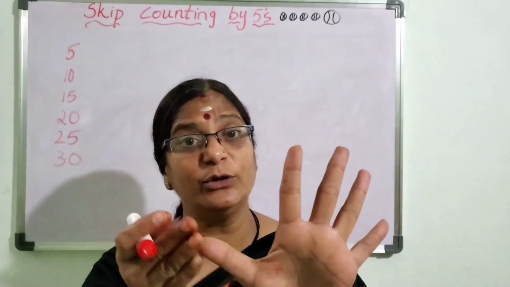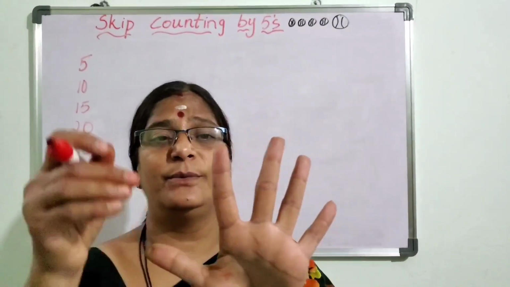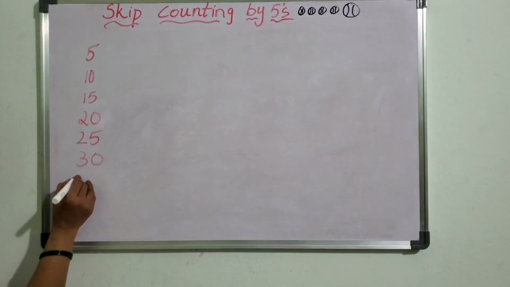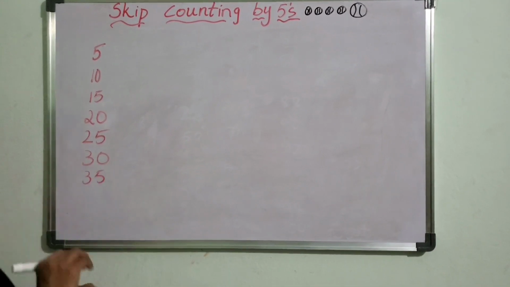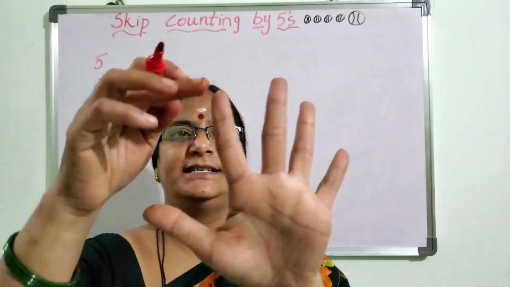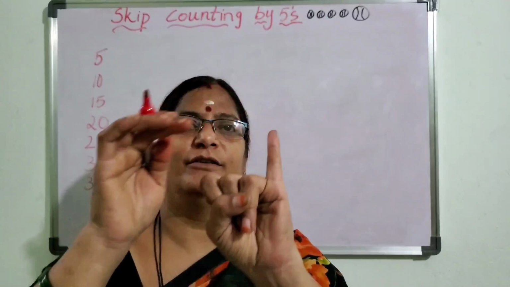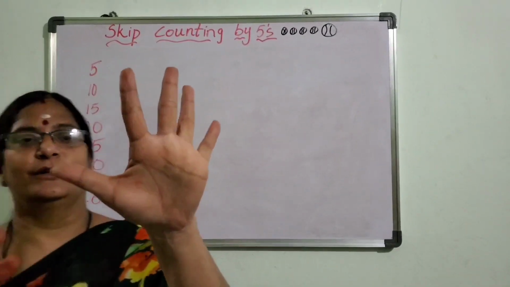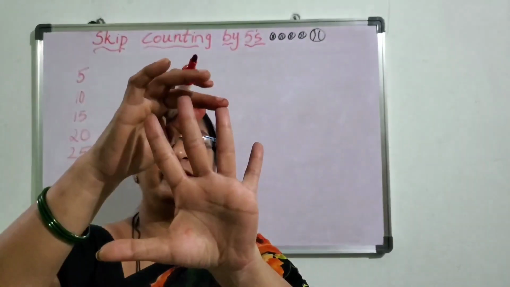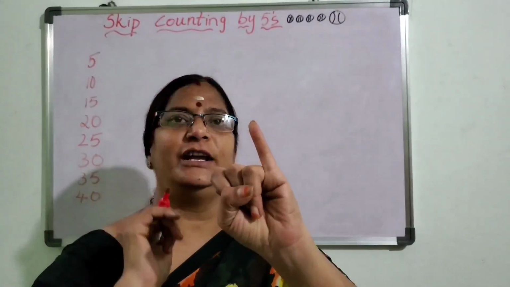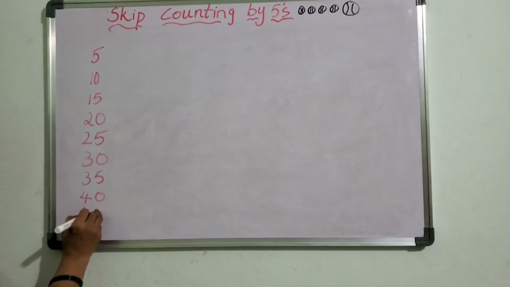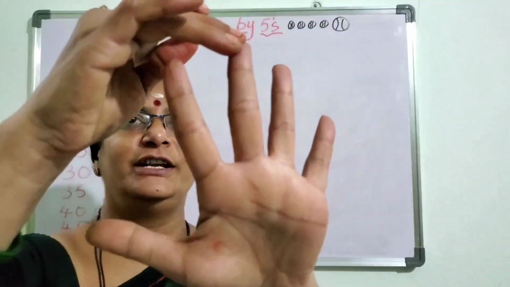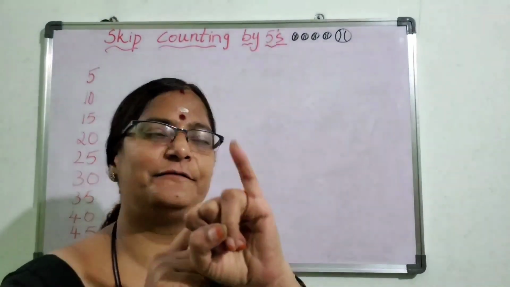30. Next, come back to 31. Okay, 31, 32, 33, 34 and 35. 36, 37, 38, 39, 40. 41, 42, 43, 44 and 45. 46, 47, 48, 49, 50.